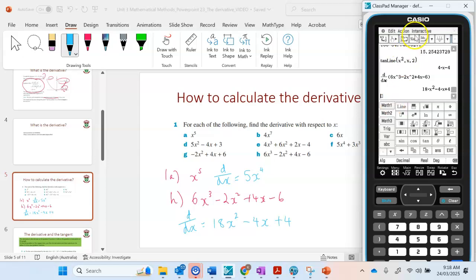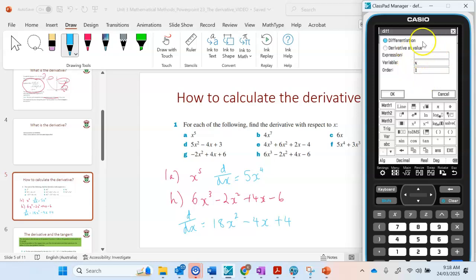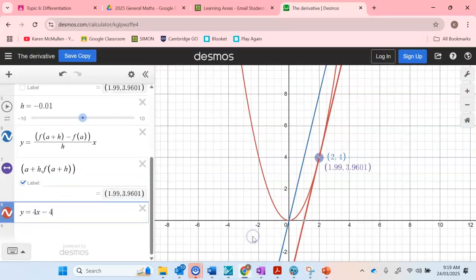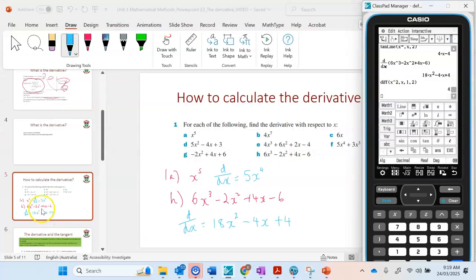So you can also do your derivative somewhere up here. This is good because it can do the derivative at a point, which helps you find the gradient at a point. So remember for the one I did on Desmos, the expression was x squared, and we were looking at the point x equals 2. So my gradient is 4. If I go back to Desmos, notice how I had the gradient of 4 here. That's the gradient at that point.